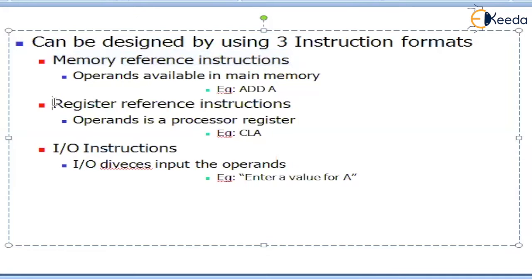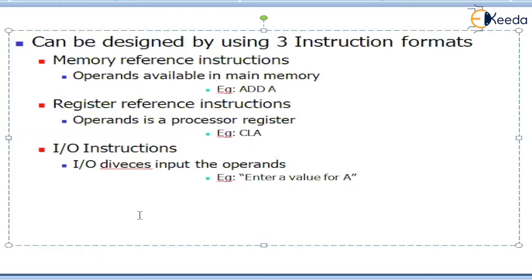Second one is register reference instructions. And the third one is IO instructions. Try to understand what are these three instruction formats. When you talk about the instruction formats with respect to the location of the operand, each of these categories will tell you from where the operands for an instruction can be fetched.